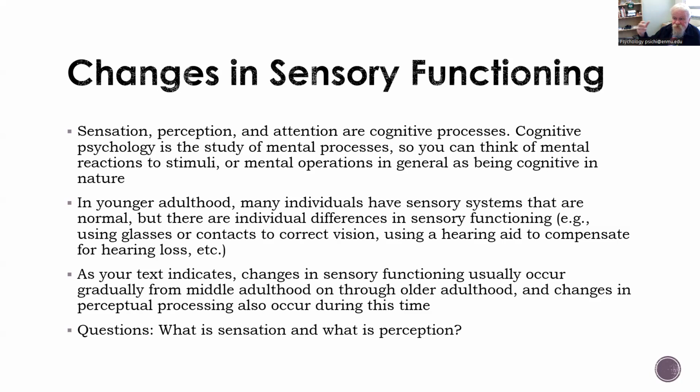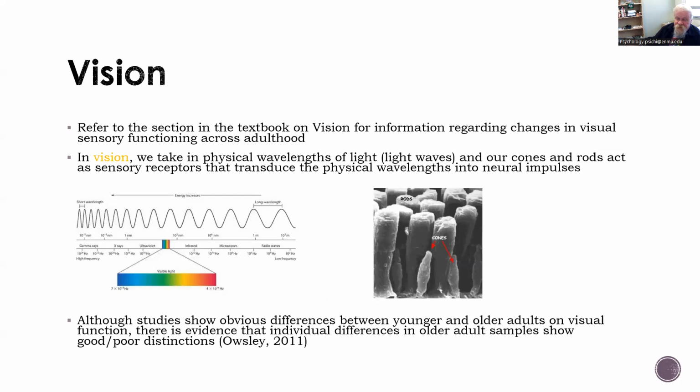And they could even come during childhood, right? So we want to ask, what is sensation and what is perception? Okay, let's talk about that next. Now, usually when you talk about sensation and I'm teaching it, I'll usually talk about vision first because this is a primary research area in sensation, okay, or sensory processes. So you can look in the book and they have a section on vision and it talks about changes in visual sensory functioning across adulthood, but how does it work, okay?